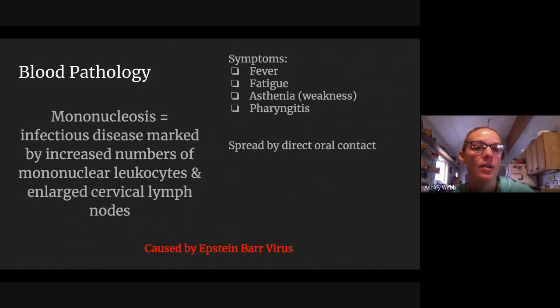Another blood pathology, mononucleosis. Of course, we've all heard of this one, mono, okay? But it's an infectious disease, obviously very, very infectious, very contagious. They spread easily. And what we notice here is that their leukocytes are increased and our lymph nodes are swollen. Some symptoms, I don't probably have to tell you guys this because you've probably all either had mono or known someone that's had mono.